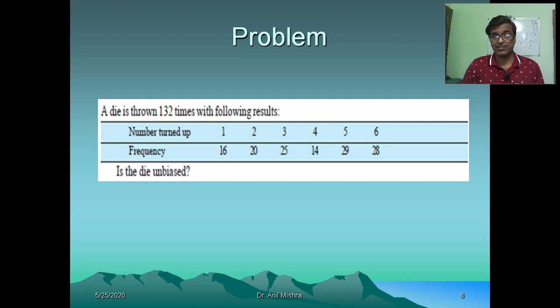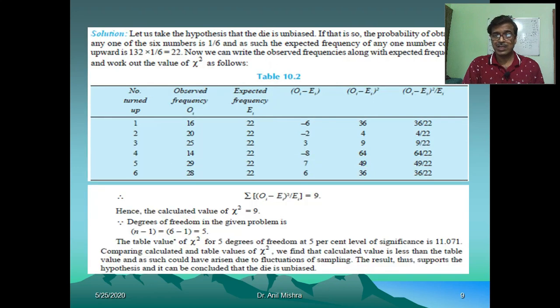We add the observed frequencies and divide by the number of outcomes, which is 6. Dividing 132 by 6, we find it is 22. We assume that all the expected frequencies are 22. The given data is the number of times 1, 2, 3, 4, 5, 6 turned up; these are the observed frequencies, and by dividing the number of observations by the number of outcomes, 6, we obtain all the expected frequencies as 22.